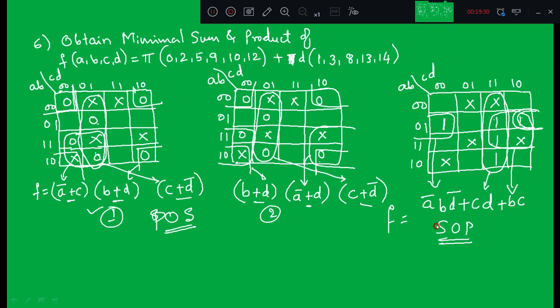So this completes your the easiest tool to obtain the most simplified Boolean expression, that is Karnaugh map, right? So in tomorrow's class we will discuss one more method to obtain the most simplified Boolean expression, that is called the Quine-McCluskey method. Let us discuss that method in my next example.